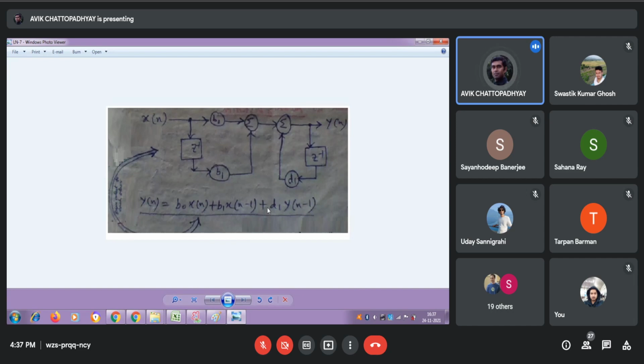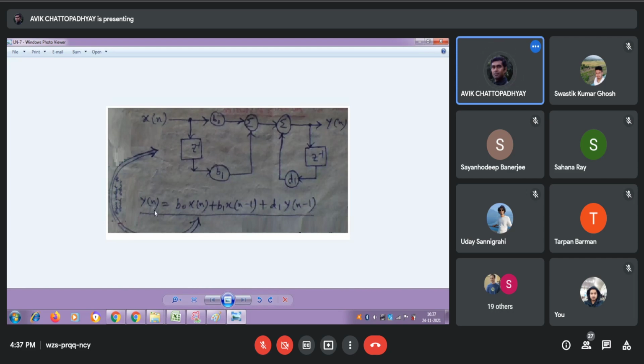From this point onward, this adder is giving the output, so yn is the output of this adder. What kind of signals are its two input terminals taking? The first signal is this part. The second, again with a plus, is a delayed version of the output multiplied by d1, so d1 y of n minus 1. As a whole, you are getting y of n.